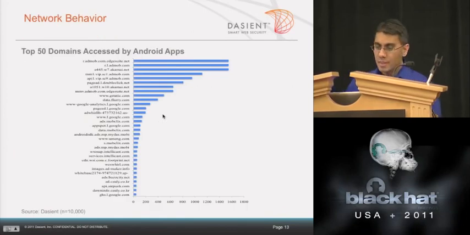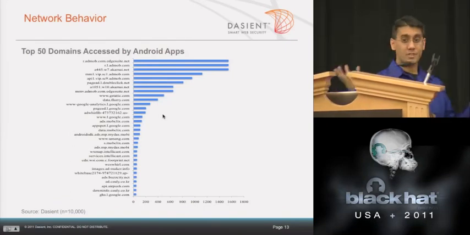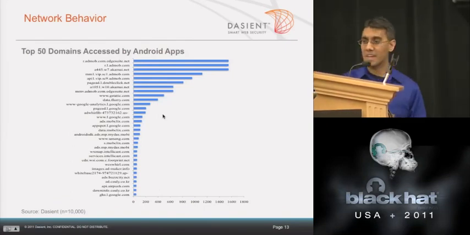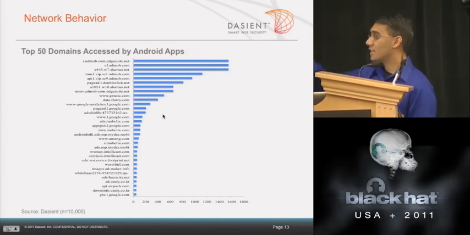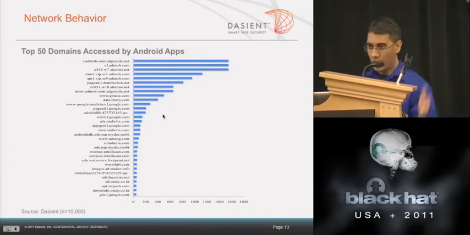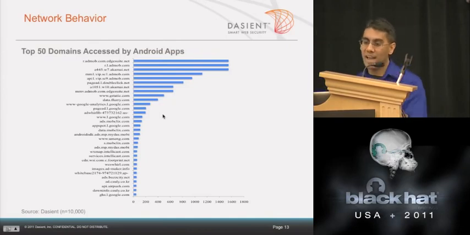Another finding is that we looked at the network behavior of these 10,000 applications, and we looked at what domains they were accessing. One of the interesting things in this graph, on the y-axis, we have the different domains accessed. On the x-axis of the graph, we have the number of samples that connected to these domains. We see some interesting stats.